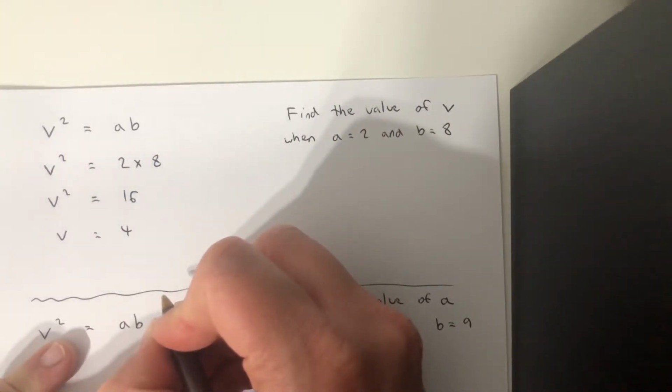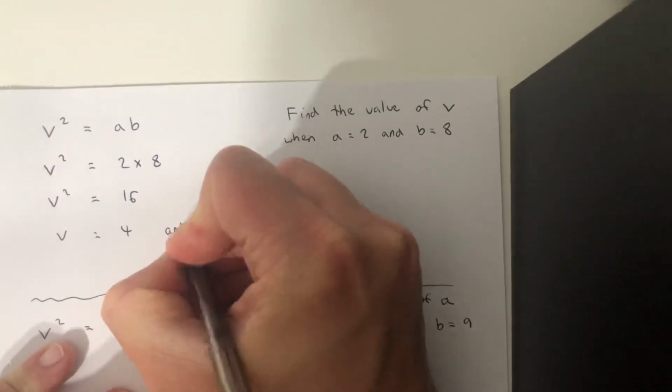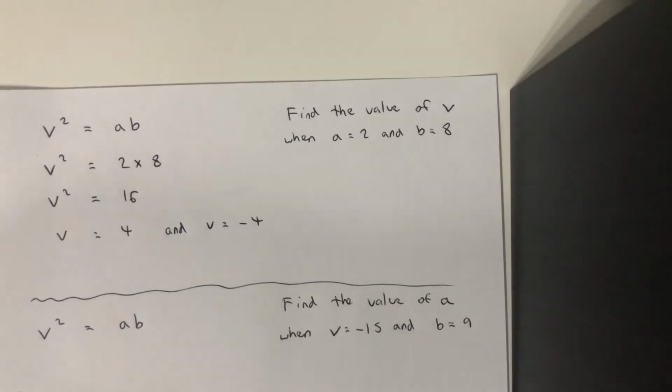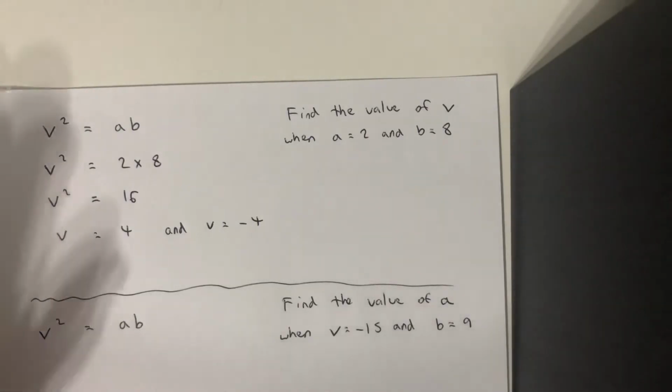Deliberate pause, because I hope you're all saying, and -4. And that catches a lot of people out. Okay, so -4 times -4 is 16. 4 times 4 is 16.